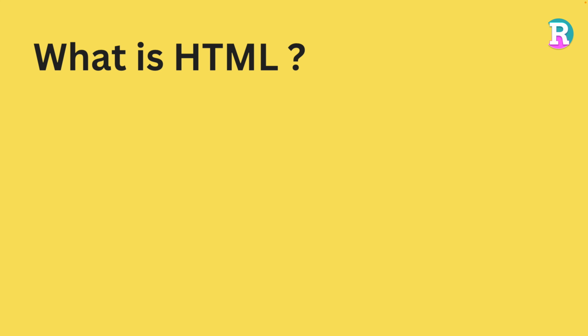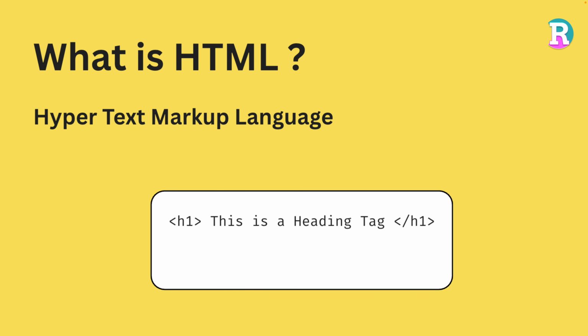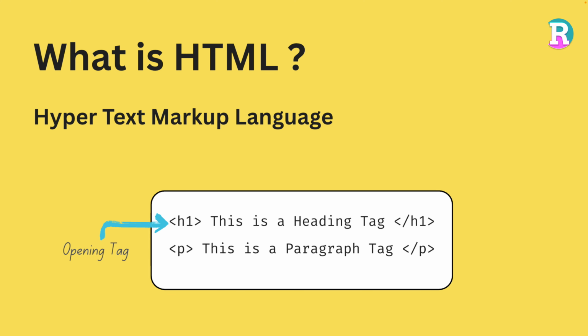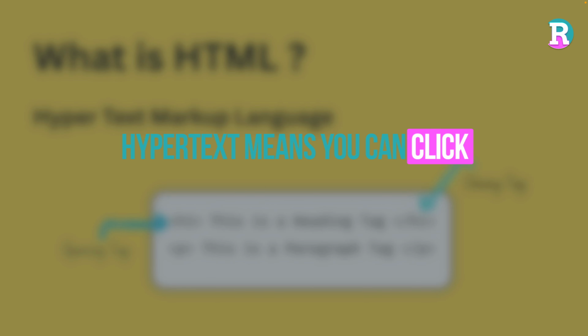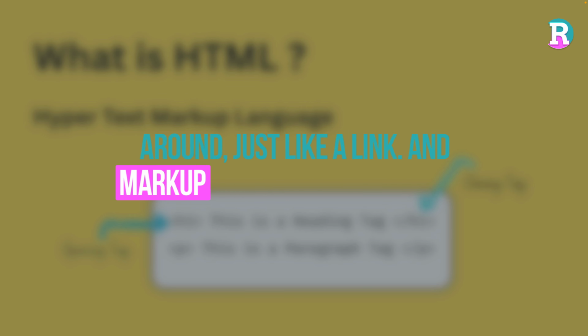In technical words, HTML stands for Hypertext Markup Language, and the syntax for that looks like this. This is a valid HTML tag for H1, and this one is the P tag. As you can see, it has this opening tag and this closing tag. Hypertext means you can click on words or images to jump around, just like a link. And markup language means it uses special tags to explain what each part of the page is.